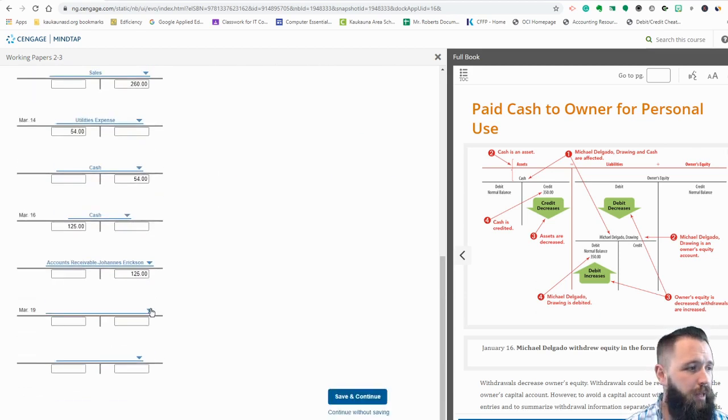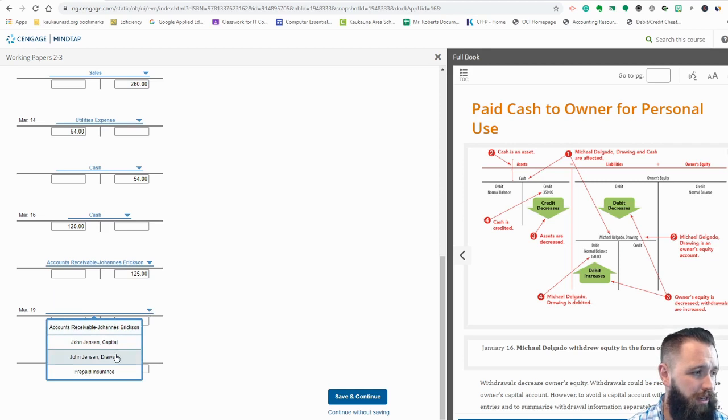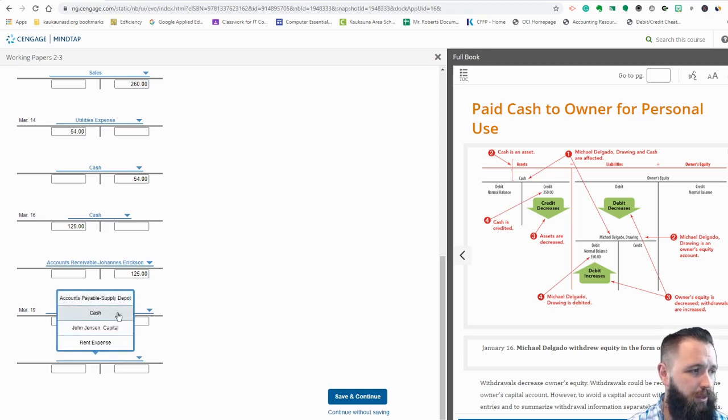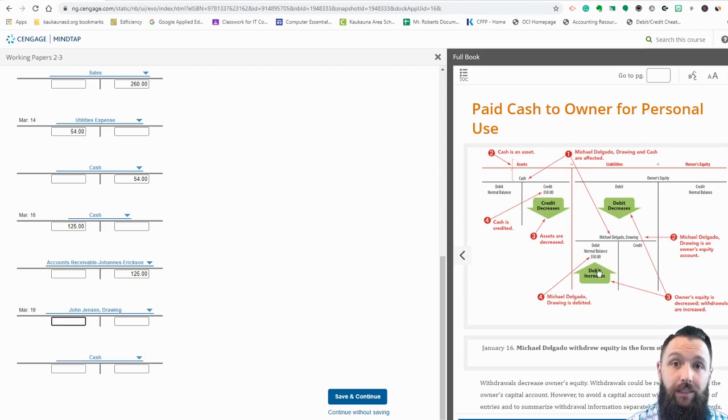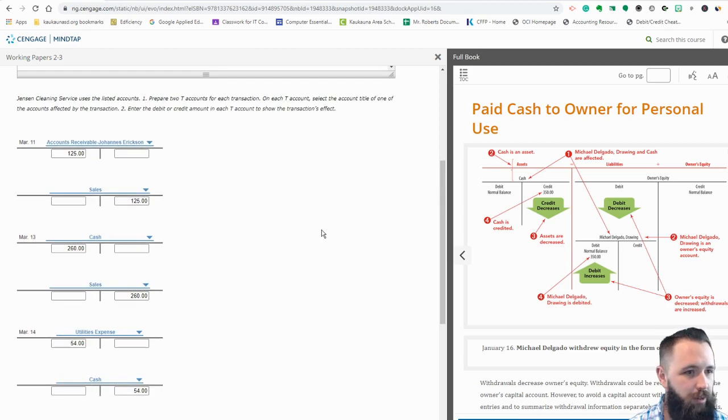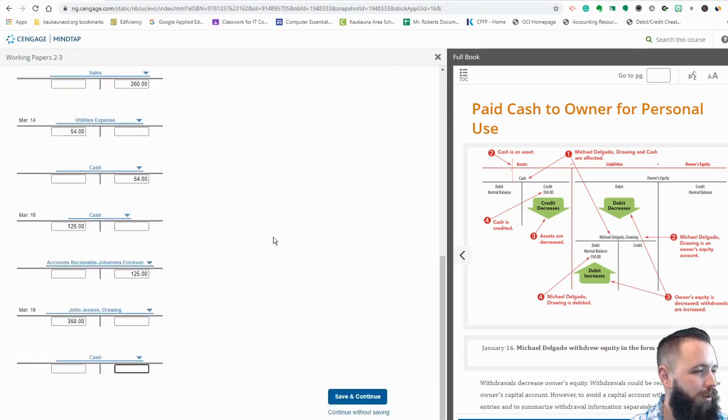We go down here, and I know that cash and drawing is going to be affected. We always have to list the debit first. So let's put in John Jensen drawing, and then cash will be the other account that's affected. And John Jensen's drawing, to increase this account, we need to debit it. So $350. And cash will go down because he, oh, did I put 350 because that's what the problem did? Yeah, it's $200. Would have got it wrong. Got to check your work.